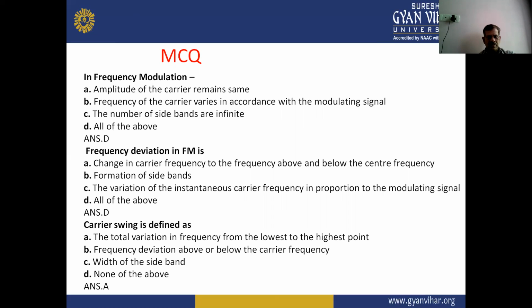In the second question, frequency deviation in FM is option A, change in carrier frequency to frequencies above and below the center frequency. Option B, formation of sidebands. Option C, the variation of the instantaneous carrier frequency in proportion to the modulating signal. And D is all of the above. So for the frequency deviation, all options are correct. So here the correct answer is option D.